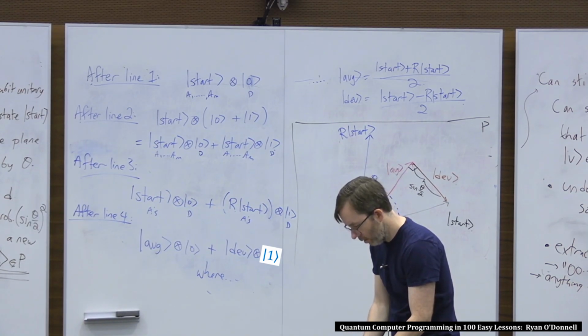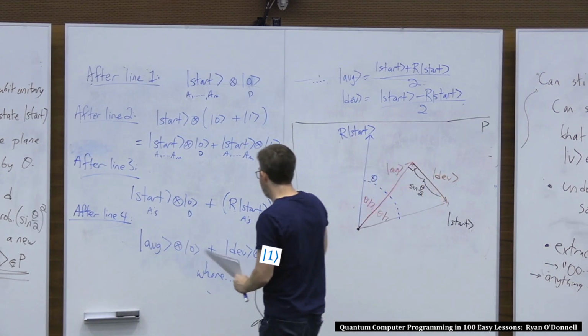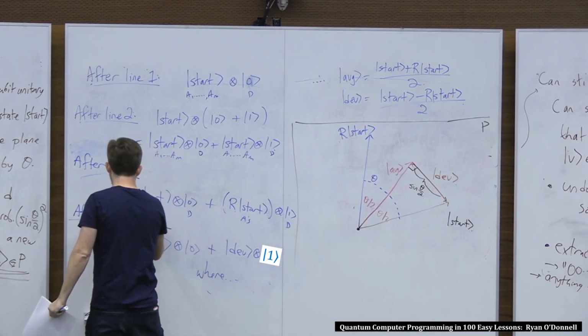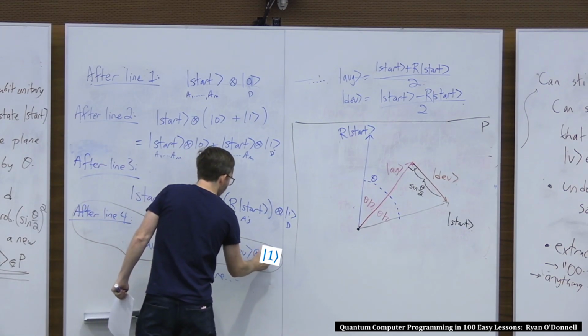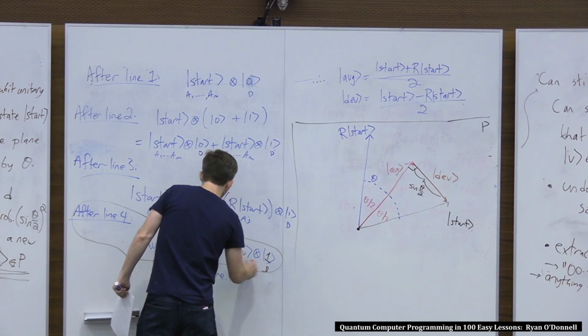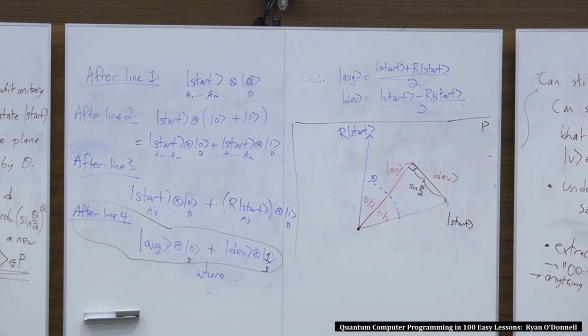So, this is where we got to after line 4. This should have said 1. Sorry about that. This is D. This is D. Good.